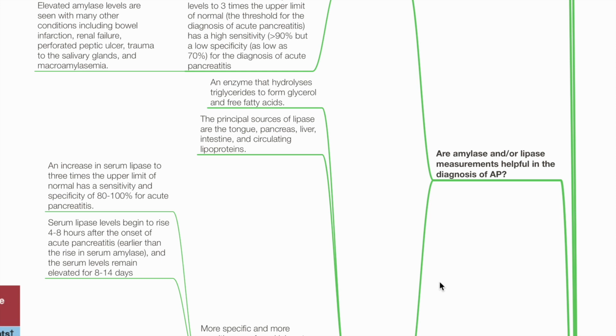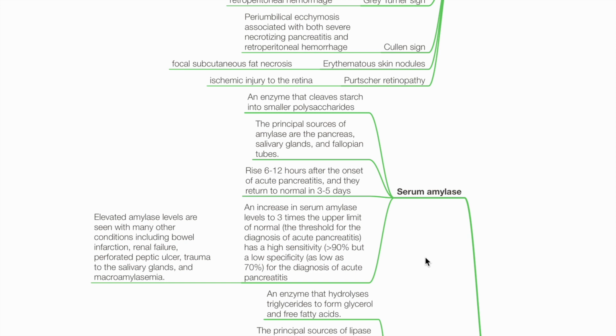Are amylase and/or lipase measurements helpful in the diagnosis of acute pancreatitis? Amylase is an enzyme that cleaves starch into smaller polysaccharides. Principal sources of amylase include the pancreas, salivary glands, and fallopian tubes. Serum amylase rises 6 to 12 hours after the onset of acute pancreatitis and returns to normal in 3 to 5 days. An increase in serum amylase to 3 times the upper limit of normal has a high sensitivity, more than 90%, but low specificity, as low as 70%, in the diagnosis of acute pancreatitis.